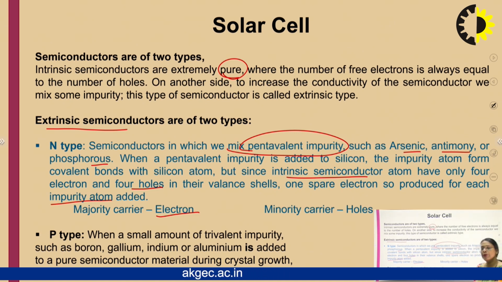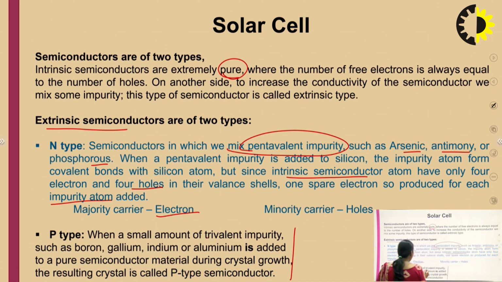and the holes are the minority charge carriers. When we are talking about the P type extrinsic semiconductors, a small amount of trivalent impurity is added, for example boron, aluminium, indium, or gallium, right? It is added to the pure semiconductor material during the crystal growth, and which results in the P type extrinsic semiconductor.